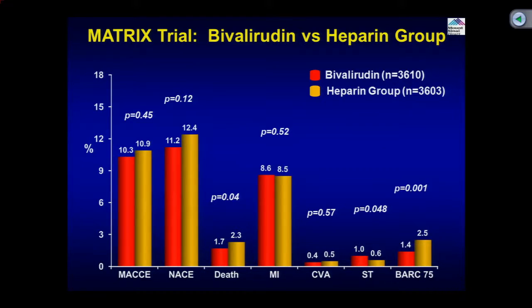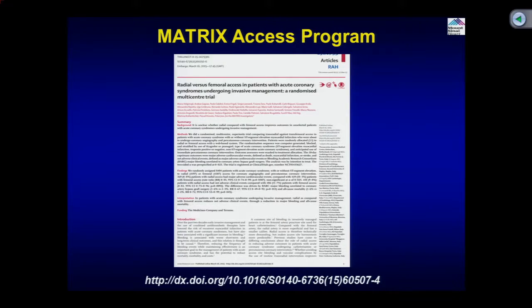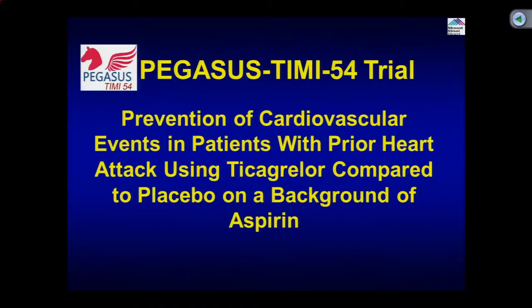So the MATRIX trial is basically a game changer, I would say, because it has confirmed that in patients with acute coronary syndrome and MI, the radial approach is better. This was published in the Lancet. Then the second is PEGASUS TIMI 54. That is about what happens to the patient post MI.